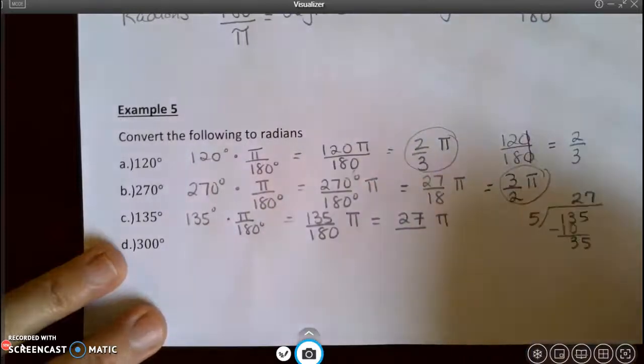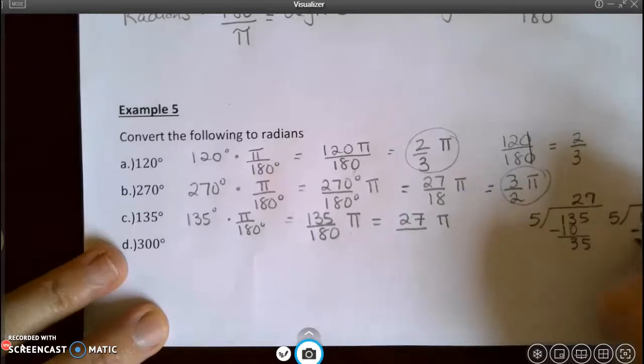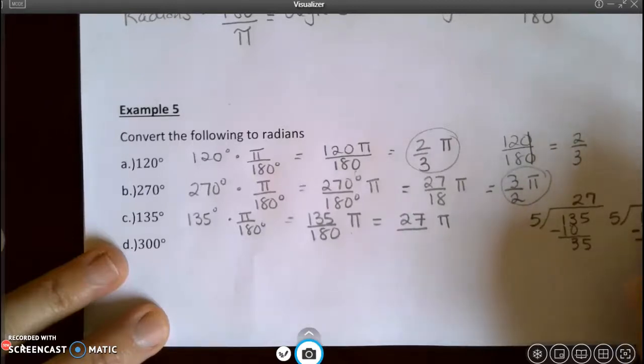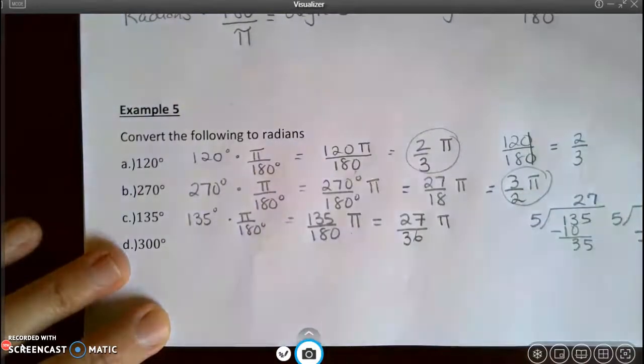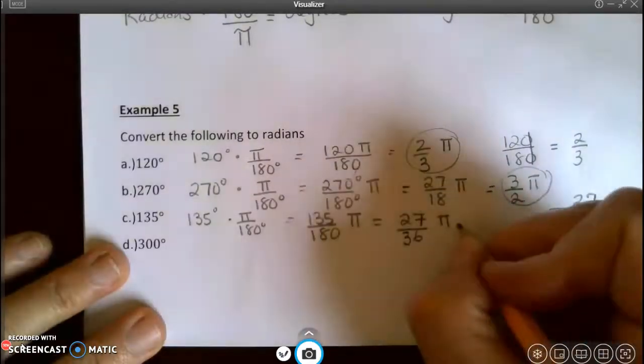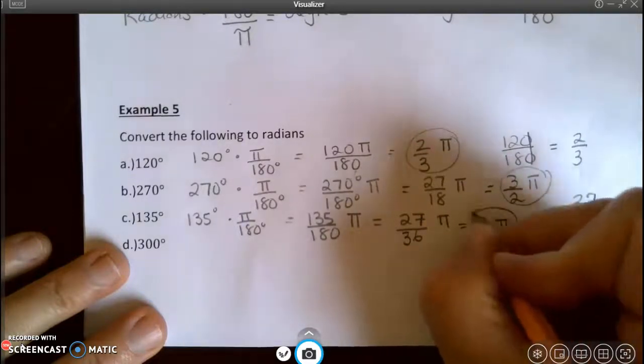So I'm going to have my pi. Now I'm going to divide my 180 by 5. 5 goes into 18 3 times, which gives me 15. Carry down that 0. How many times does 5 go into 30? 6 times. When I get to this point, I realize they're both divisible by 9, and I get 3/4 pi.